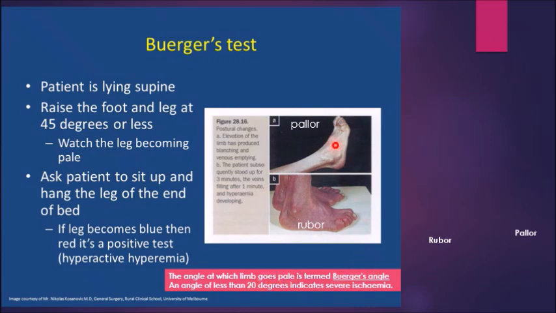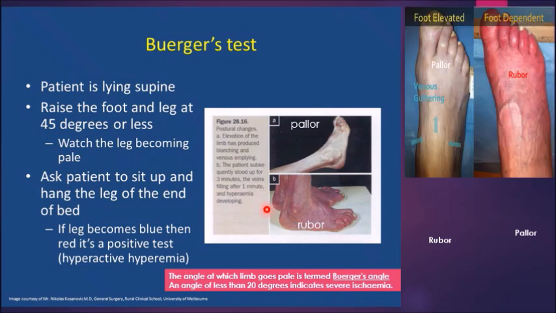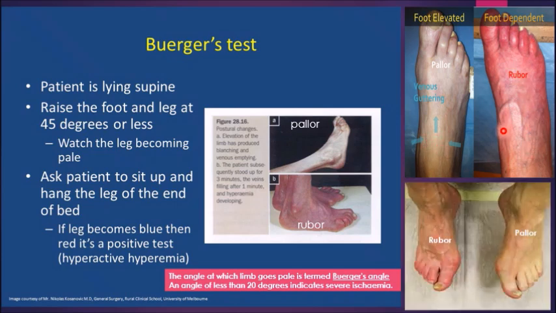How many degrees from the horizontal? Here, after that you ask the patient to hang the leg down, and then the leg becomes red. Reactive hyperemia, rubor: pallor and rubor. So these are the signs here. Pallor on elevation of the leg, then you hang the leg and it becomes red. Same thing: when you elevate the leg it becomes pale, and when you hang it down, it becomes hyperemic.